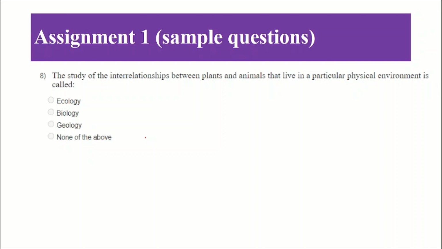The study of the interrelationships between plants and animals that live in a particular physical environment is called. So we know the ecosystem constitutes the interrelationship between plants and animals, but the study of it is called ecology. So the correct answer here is ecology.